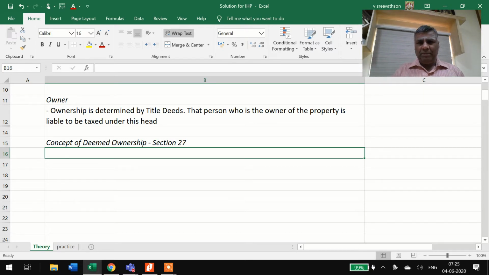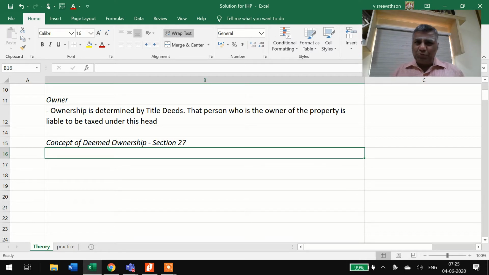Another example. Mr. Y has a salary income of 50,000 per month. 50,000 into 12, 6 lakhs. A very small amount will go as tax. He also has a house property which he is letting out for 50,000 per month. Another 6 lakhs. 6 plus 6, 12 lakhs. If it exceeds 10 lakhs, tax is very high.